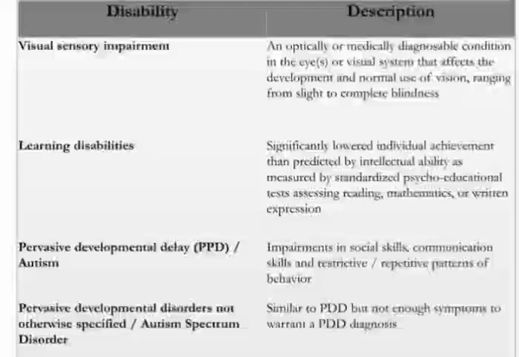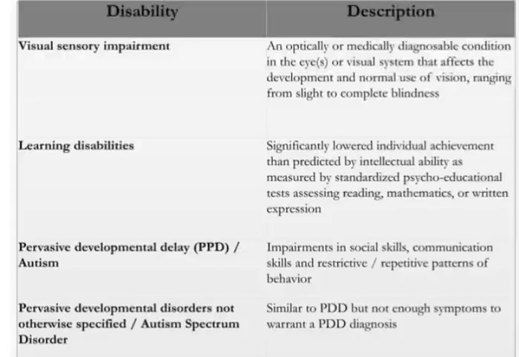Learning disability. The significantly lowered individual achievement than predicted by the intellectual ability as measured by the standardized psychoeducational test assessing the reading, mathematics or the written expression. Pervasive developmental disorder, autism. Impairments in the social skill, communication skill, and restricted repetitive patterns of the behavior. Pervasive developmental disorder not otherwise specified, autism spectrum disorder. Similar to the PDD, but not enough symptoms to warrant a PDD diagnosis.